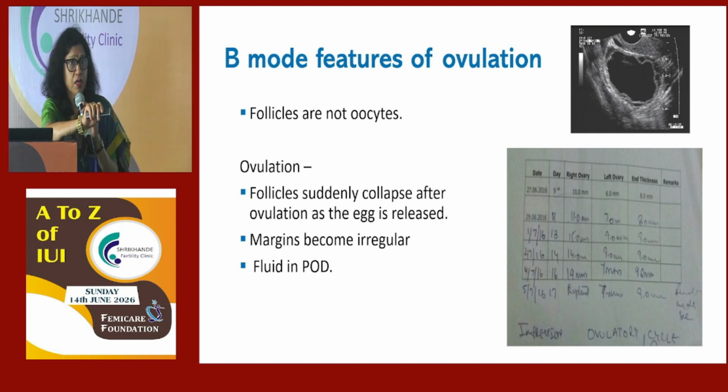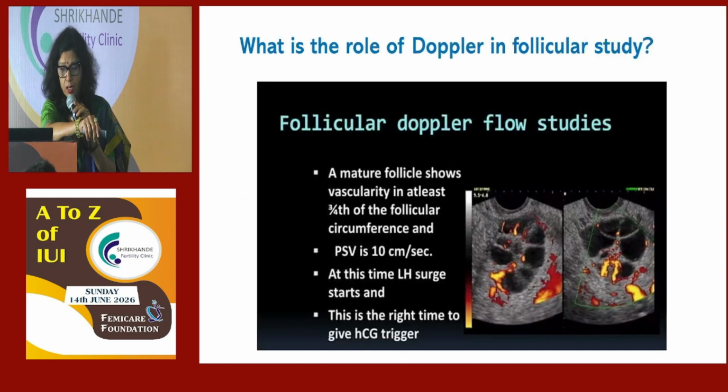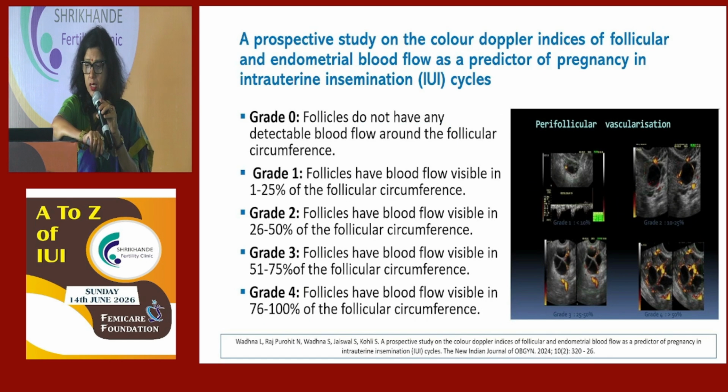Okay. Ovulation, how will you find out? Suddenly the follicle will collapse, the margin will become irregular, and there will be fluid in the pouch of Douglas. So you know that it has ruptured. Now there is an emerging role of Doppler in follicular monitoring apart from our routine TVS. So these are the Doppler indices: a mature follicle will show vascularity in at least 3/4 of the follicular circumference. PSV will be 10 centimeter per second. At this time the LH surge starts, and this is the right time to give the hCG trigger.